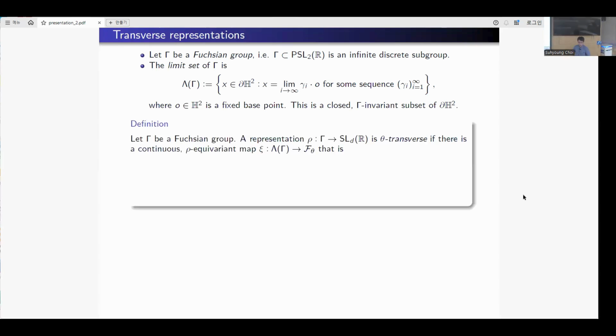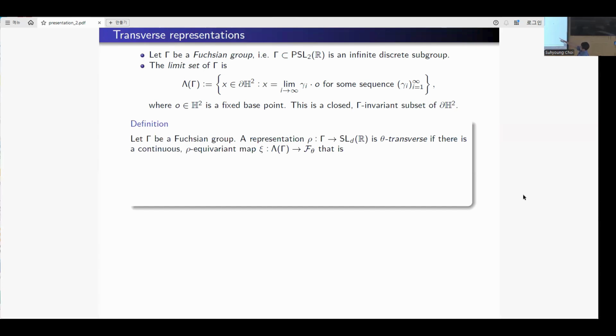All right. Okay, so here's my definition. My gamma is a function group. I say that a representation rho from gamma to SLDR is theta transverse if there is a continuous rho equivariant map C from the limit set of gamma to f theta that satisfies two properties that I'm going to explain next. But let's look at this first.